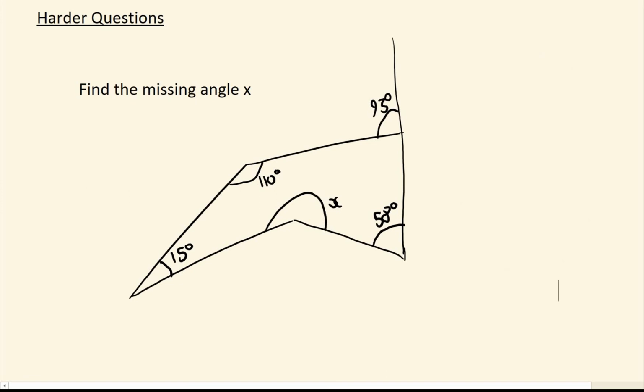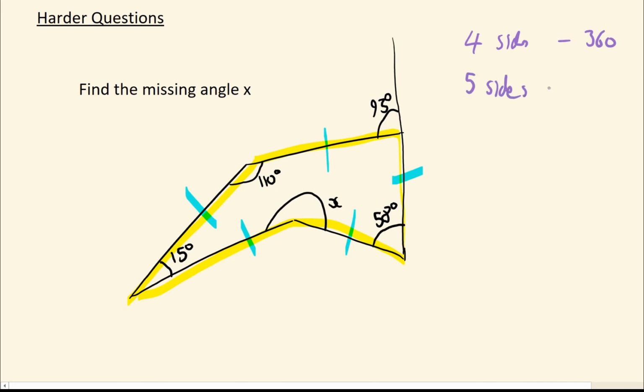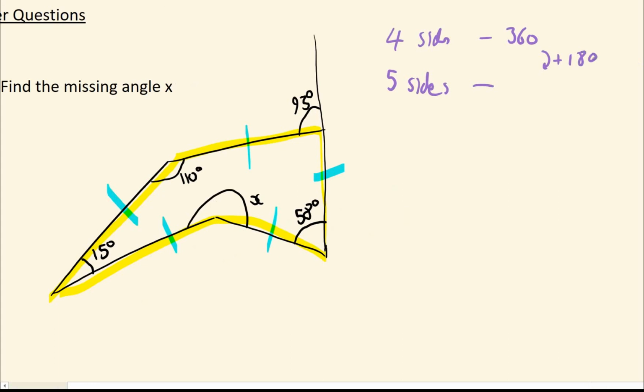I'll just do one more like that, okay? So here the same idea. Let's see how many sides we've got to this shape. So altogether, I have 1, 2, 3, 4, 5 sides to the shape. So we know 4 sides was 360. If we want an extra side, we have to add on 180 degrees. So we're going to plus 180. 360 plus 180 is 540. So that's our target. That's what all the angles inside the shape are going to add up to.